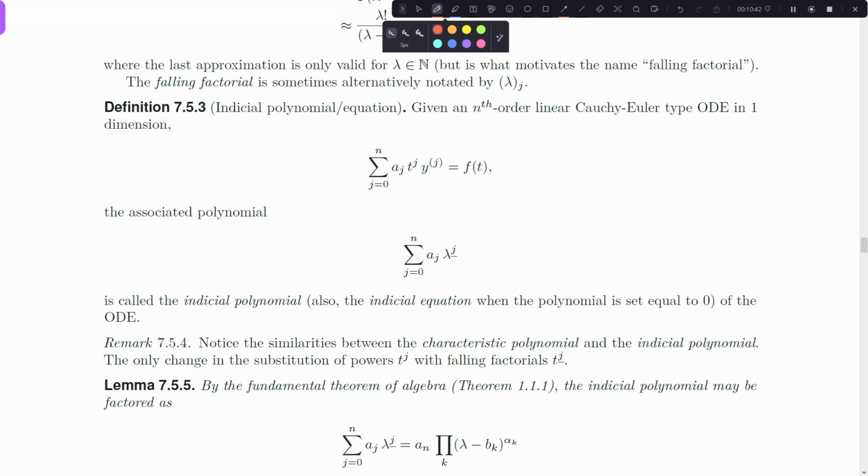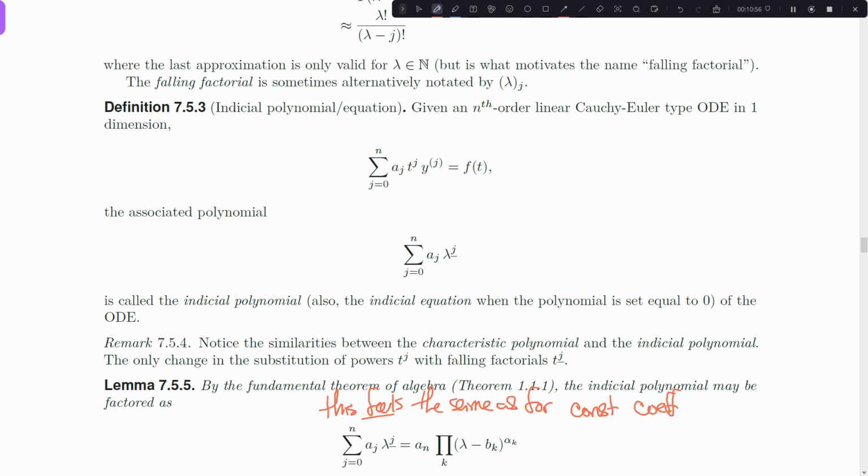All we have to do, I should say this feels the same as for constant coefficients, but we must expand each falling factorial.